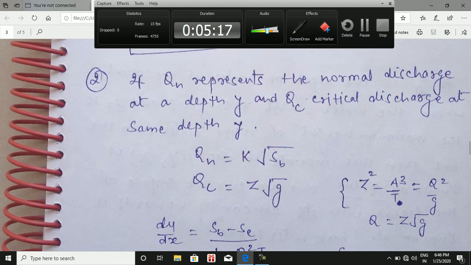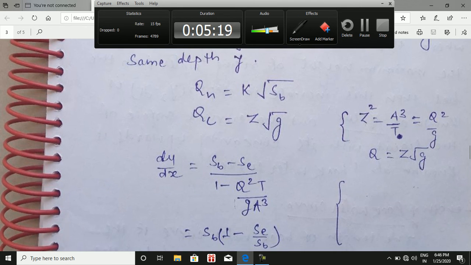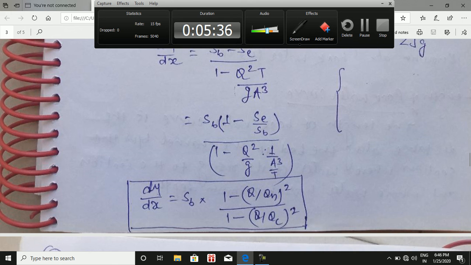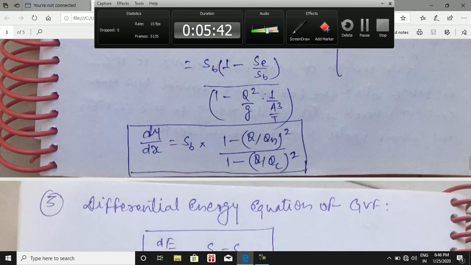So dy by dx is equal to SB minus SC upon 1 minus Q square T upon G A cube. We can take SB as common. So SB in the bracket 1 minus SC upon SB, upon 1 minus Q square upon G into 1 upon A cube by T. So we can write dy by dx is equal to SB in the bracket 1 minus (Q upon Qn) whole square, upon 1 minus (Q upon QC) whole square. So this is another form.